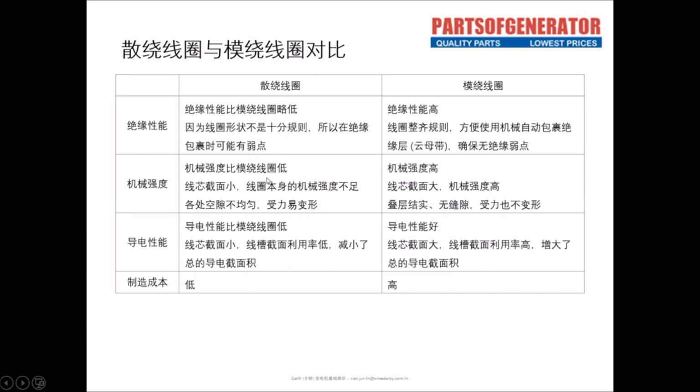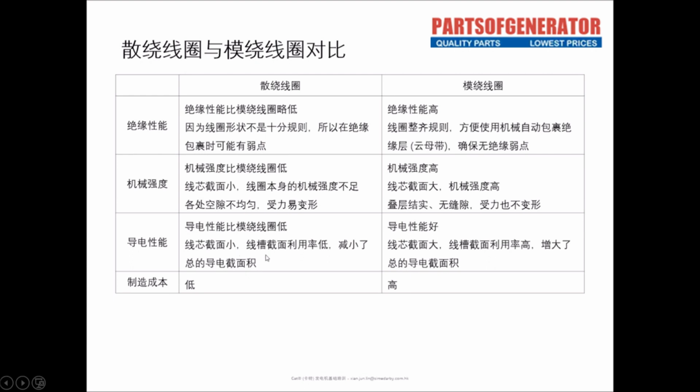Then in terms of mechanical strength, since the scattered coils are arranged irregularly, the gaps in the middle may be uneven, so the coils are more likely to deform when subjected to force. Then there is the conductive performance. Since the scattered coils are made of very thin enameled wire, generally speaking, its total cross-sectional area is slightly smaller, which affects the conductive performance of the coil.